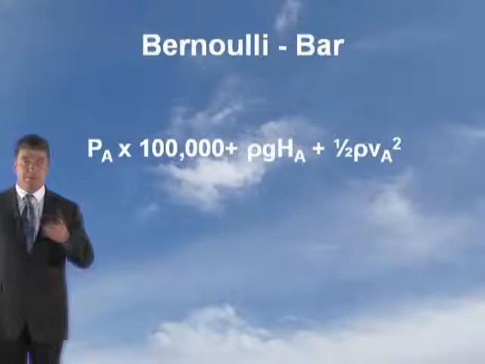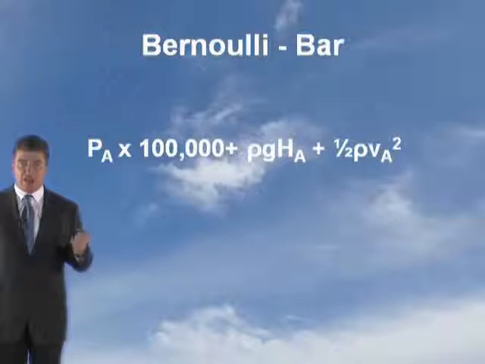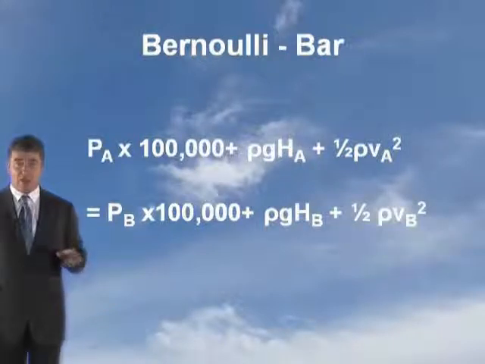Do you understand? You've got the three forms of energy. The 3 at point A must equal the 3 at point B. That is quite simply what Bernoulli's formula is. You fill in these points. If the equation is in bar, you use the following formula: PA times 100,000 plus rho GHA plus half rho VA squared equals PB times 100,000. Don't forget you times the pascals by 100,000, plus rho GHB plus half rho VB squared.